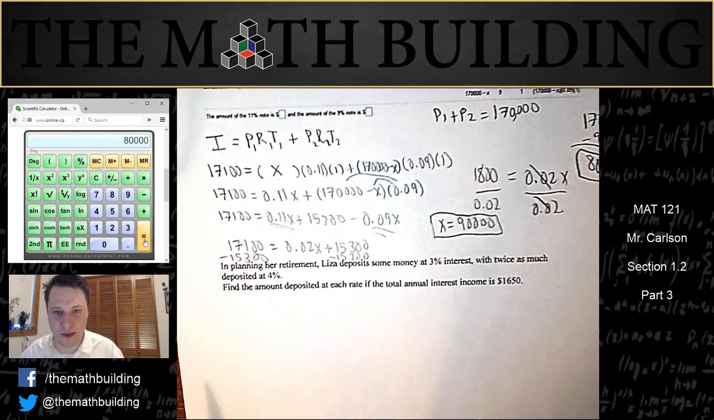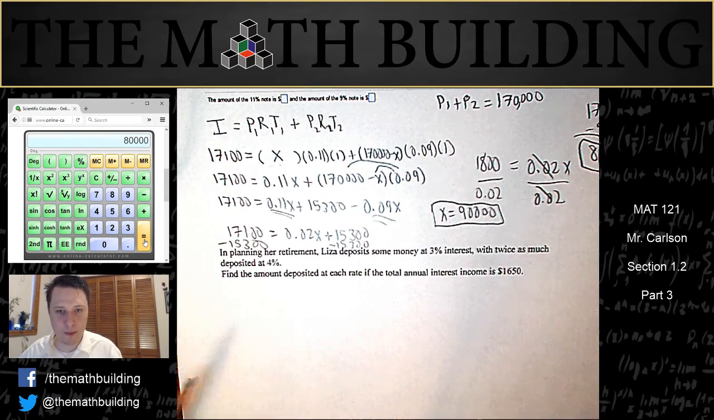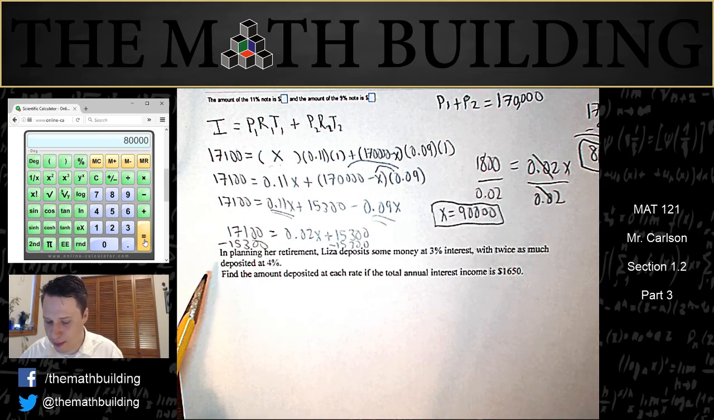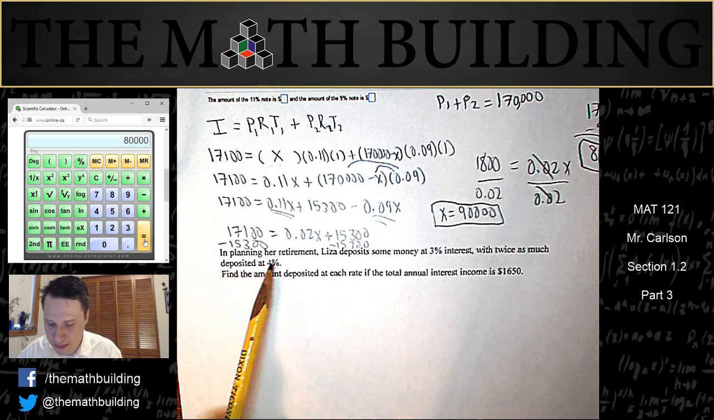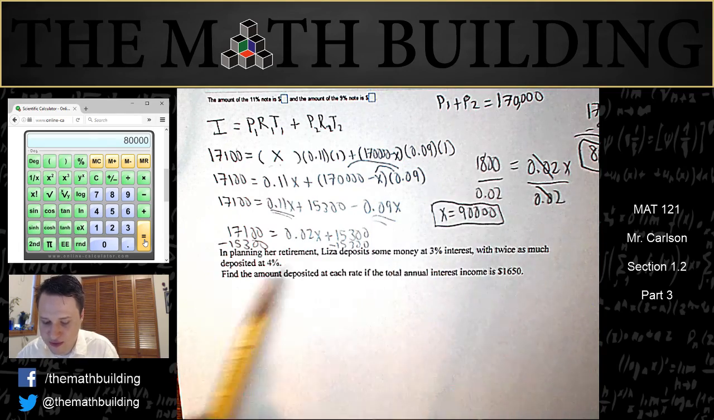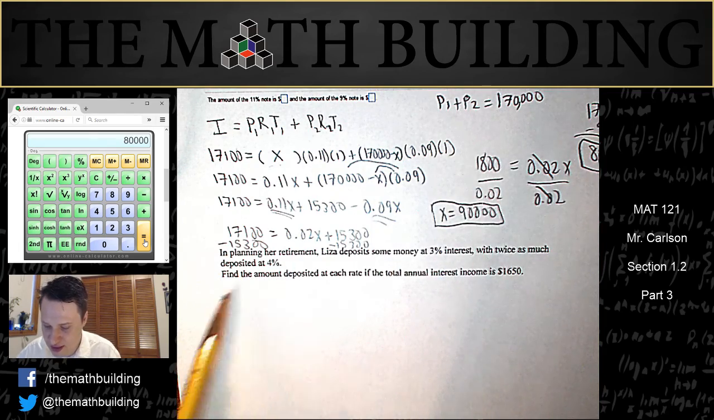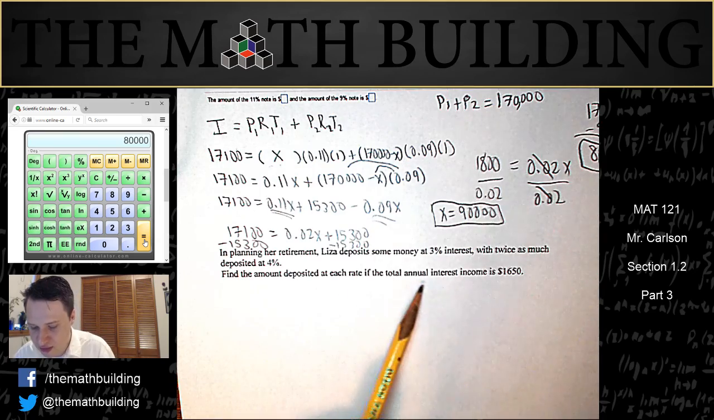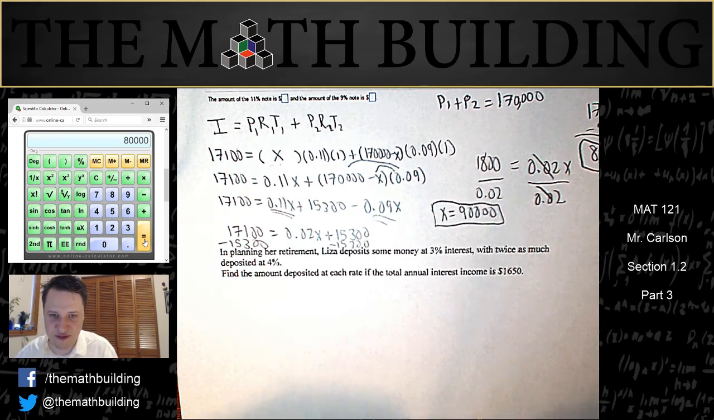So let's do one more. We have a similar problem, so let's do it quickly. Planning her retirement, Lisa deposits some money at 3% with twice as much deposited at 4%. Find the amount deposited if the total interest income is $1,650.